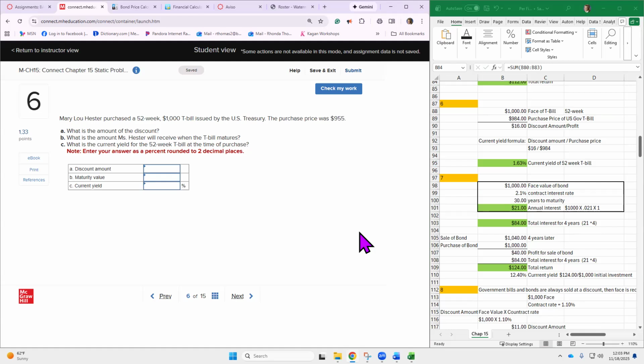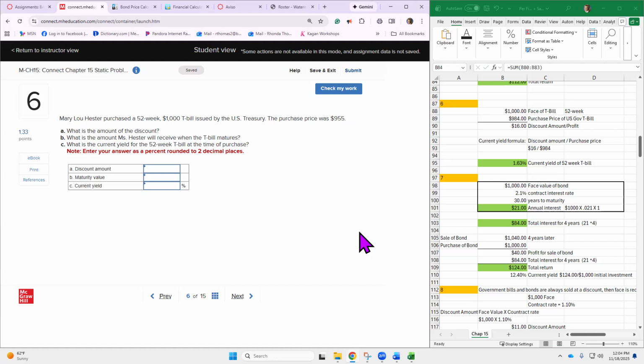When does this expire? When does the bond mature? 52 weeks. See how it's in weeks and not months or years? So try to use the time and increment that they give you. So we purchased a 52-week $1,000 T-bill issued by the US Treasury.